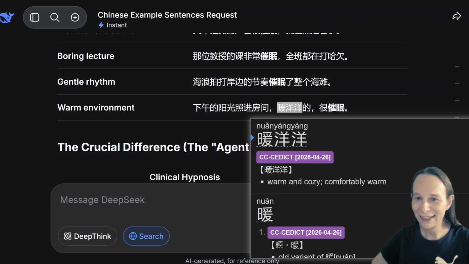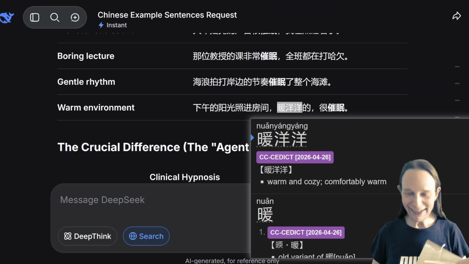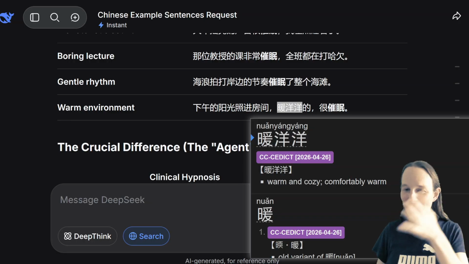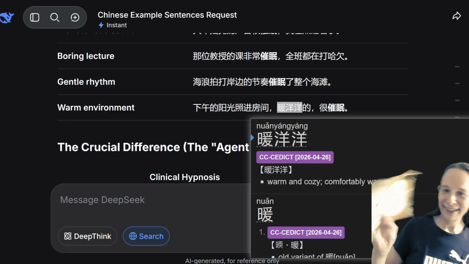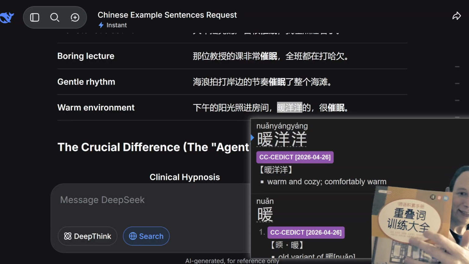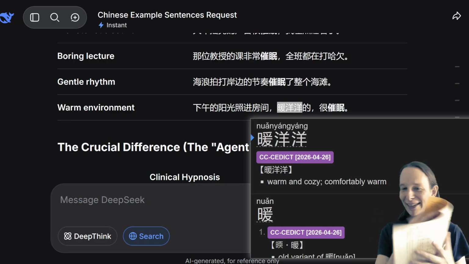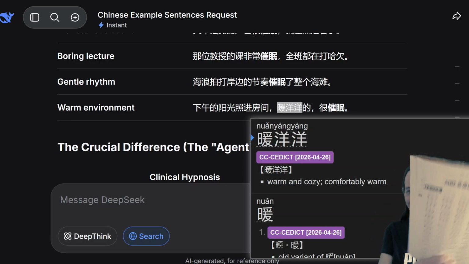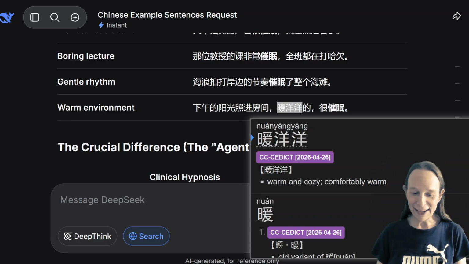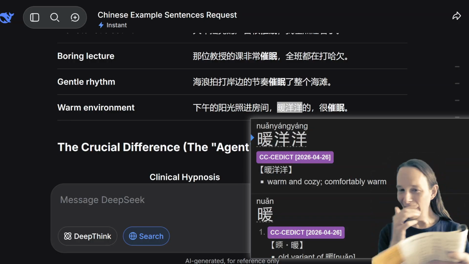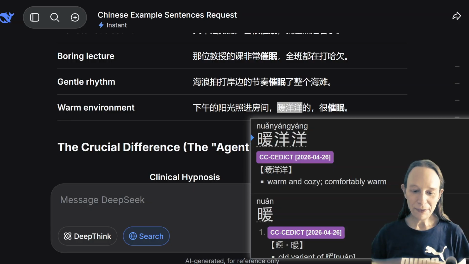暖洋洋. Yeah, so I'm getting into a habit of whenever I encounter words like this, where it's A, B, B, I pull out this. This is 重叠词训练大全. And then I go to the page where it has ABB structure words, and then I read them aloud. I added a few. 火辣辣.